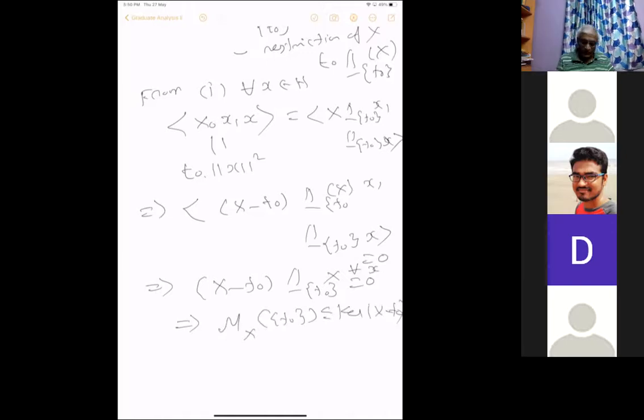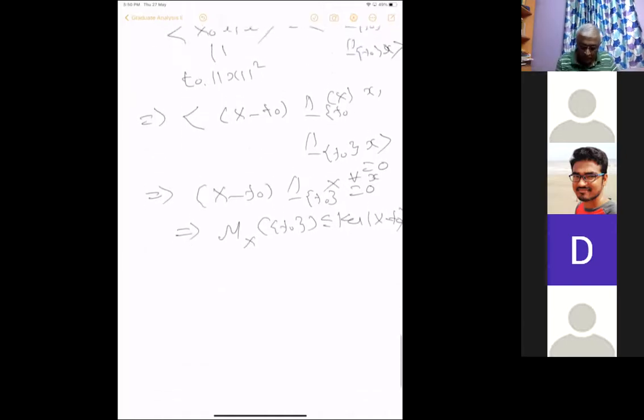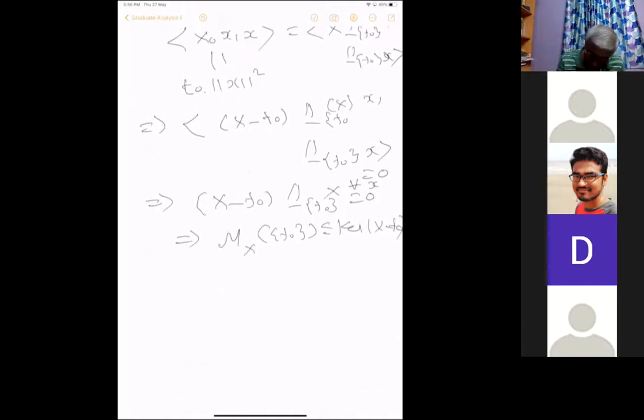Okay. Fine. So we have proved one inclusion. We want to prove the other inclusion. Okay. So suppose x is in the kernel of x minus t naught. Suppose x is in the kernel of x minus t naught. So what does it mean?